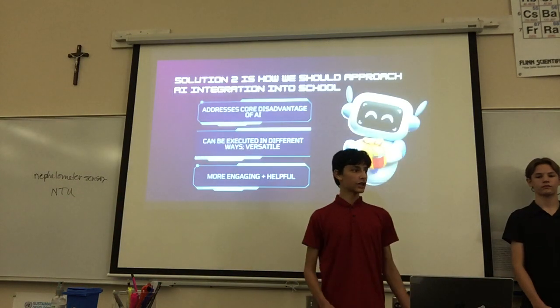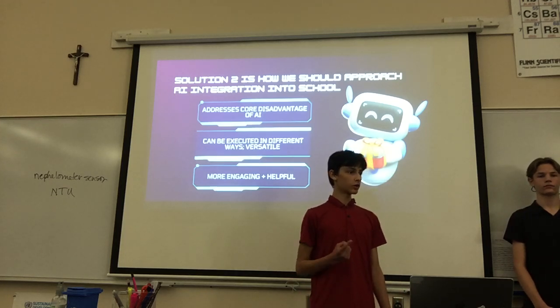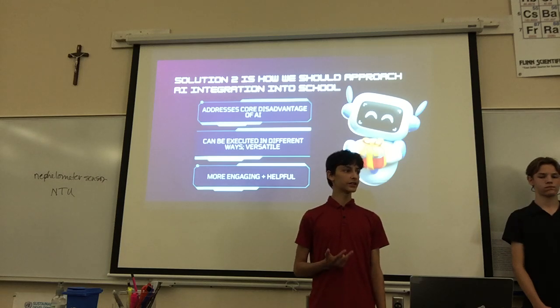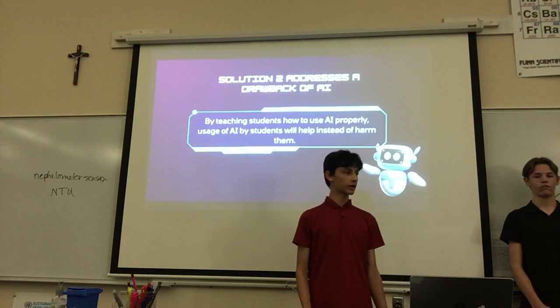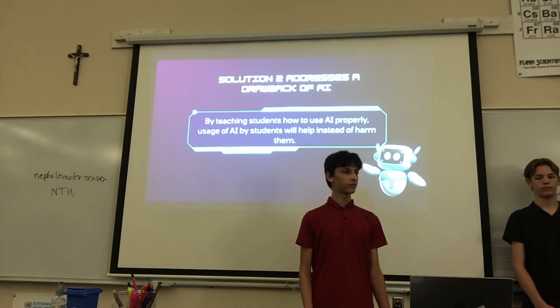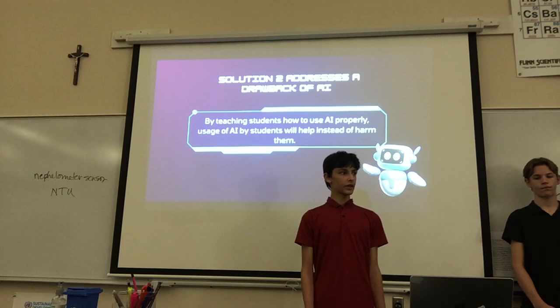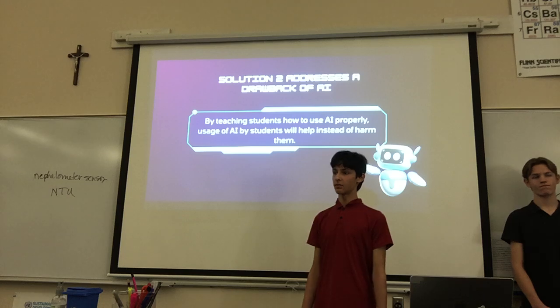Okay, solution 2 is how we should approach AI integration in school for 3 key reasons. First, it addresses the core disadvantage of AI. Second, it can be executed differently. And finally, it's more helpful and engaging than solution 1. So solution 2 addresses the main drawback of AI, which is that when heavily relied on by its users, it negatively affects the thinking of students. By teaching students to use AI in a way that encourages thinking, which is simply helping them instead of doing it for them, we can teach students to use AI in a way that benefits them.